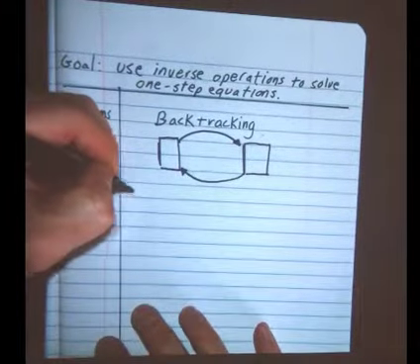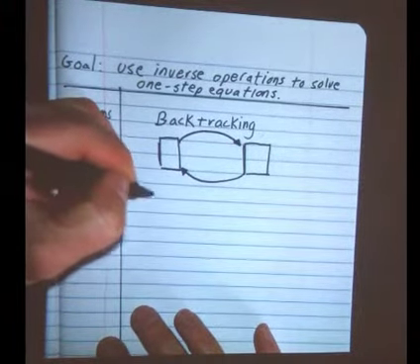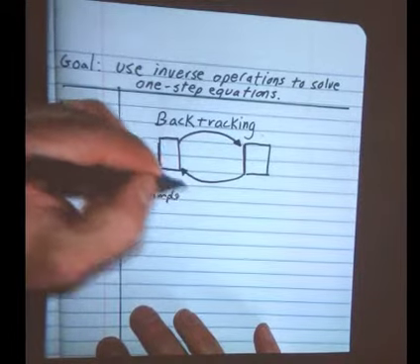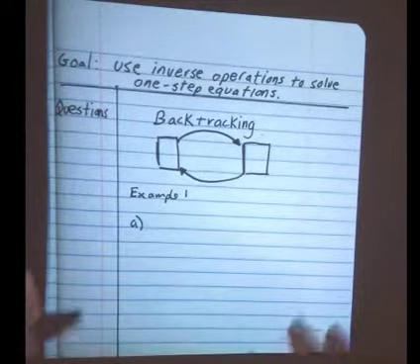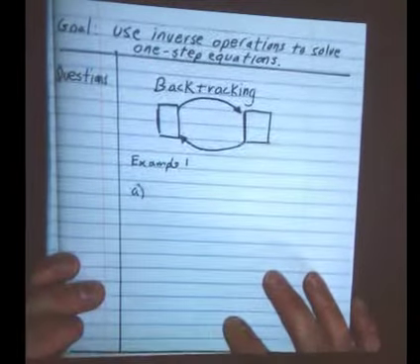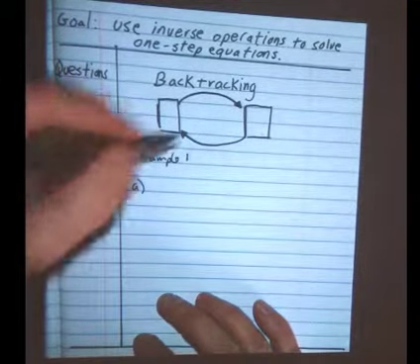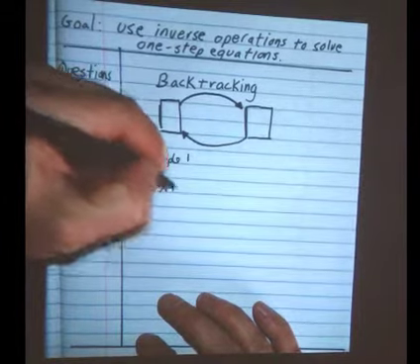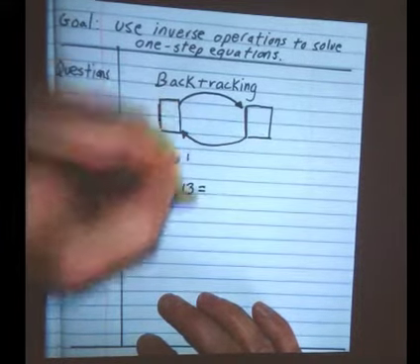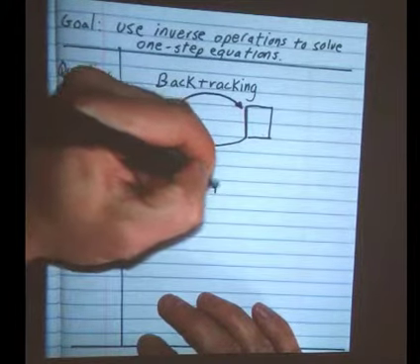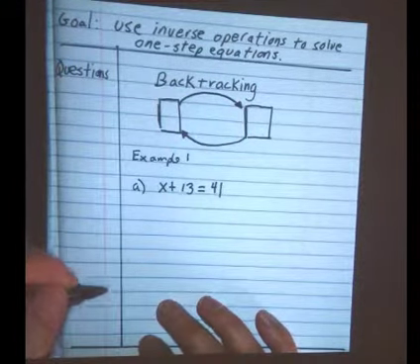So we'll start with example 1a on page 115. There's a mystery number. We don't know what it is. It's x. Something happened to it. See if you can look on page 115 and figure out what happened to that mystery number. What happened was 13 was added to it.